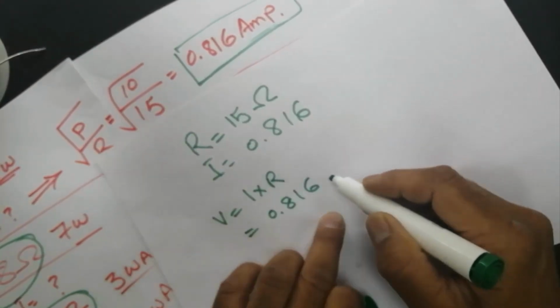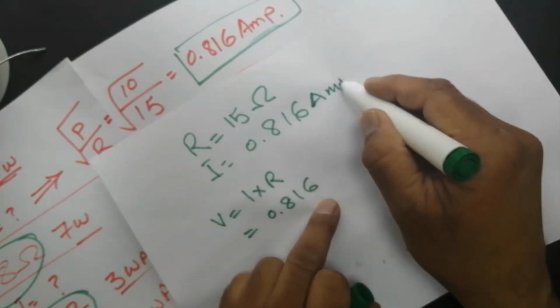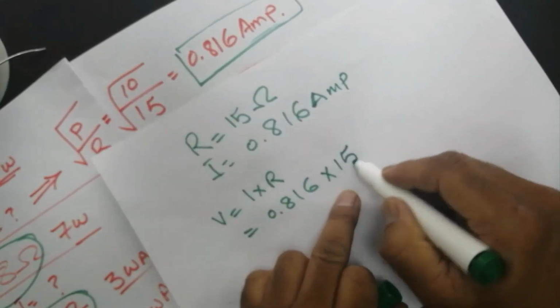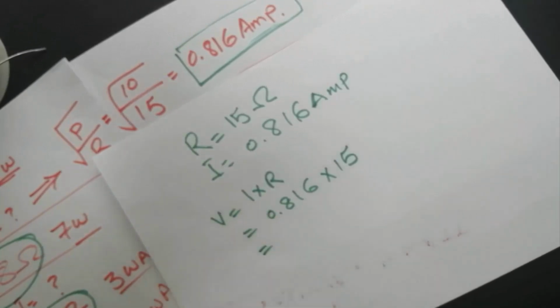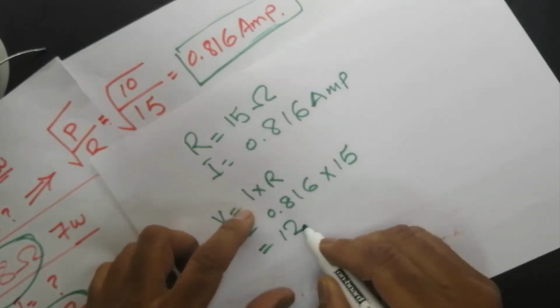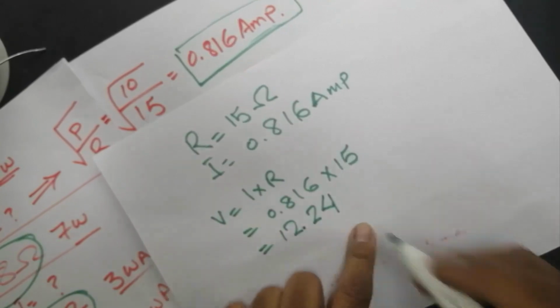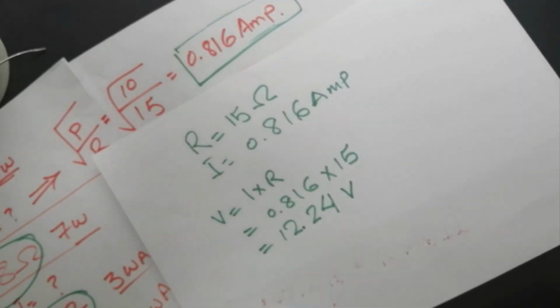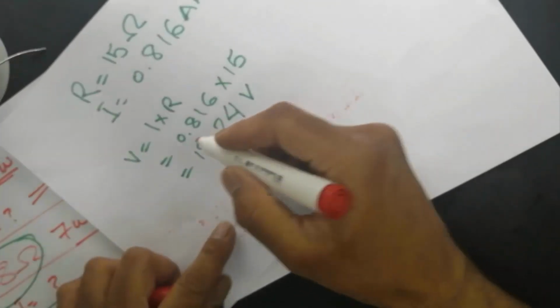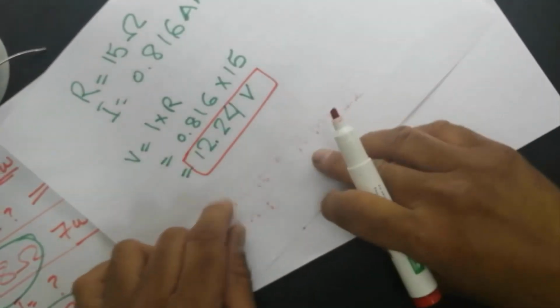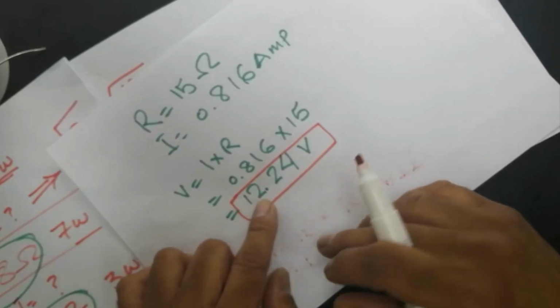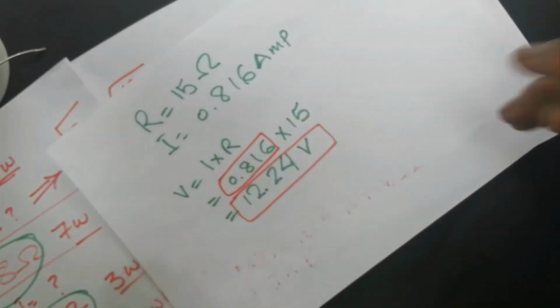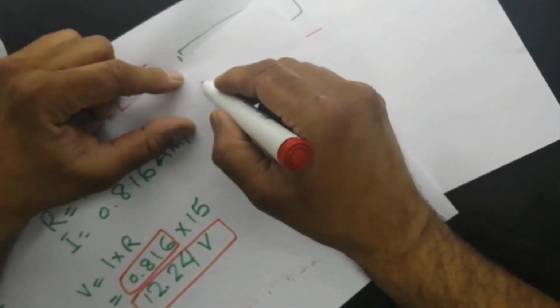We know the current, 816 milliampere or 0.816 ampere, and we know the value of resistance. So now it will be about 12. We will multiply 0.816 by 15 and check the value of voltage. 12.24. Now friends, if I have a power supply circuit where I have to use a series resistance for any purpose, and this circuit can deliver 816 milliampere or 0.816 ampere, I must select a resistor of 15 ohm, 10 watt.